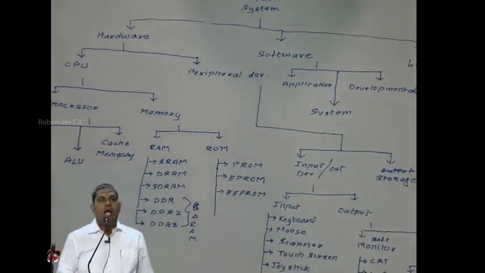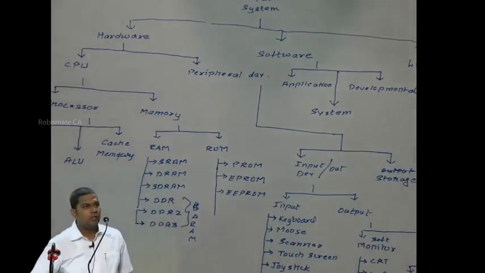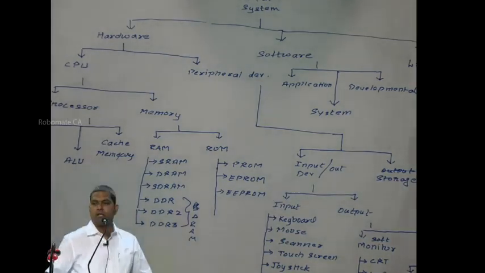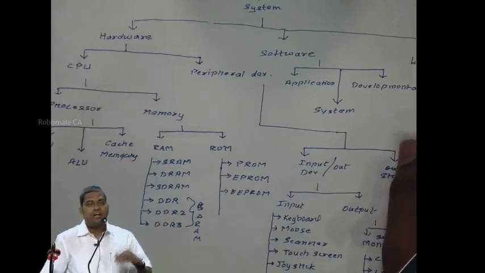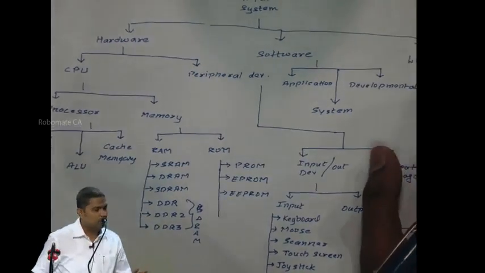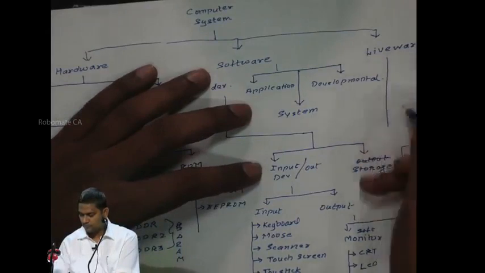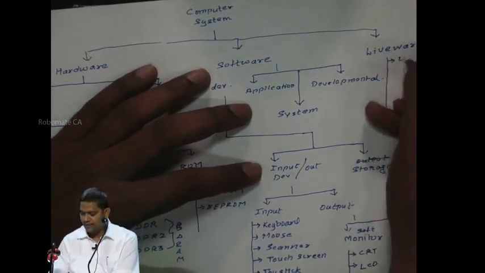Liveware. I said liveware are individuals, people who are working with computers. Am I right or wrong? Yes. There are different types of people working with computers. The first and the foremost is called the end user.